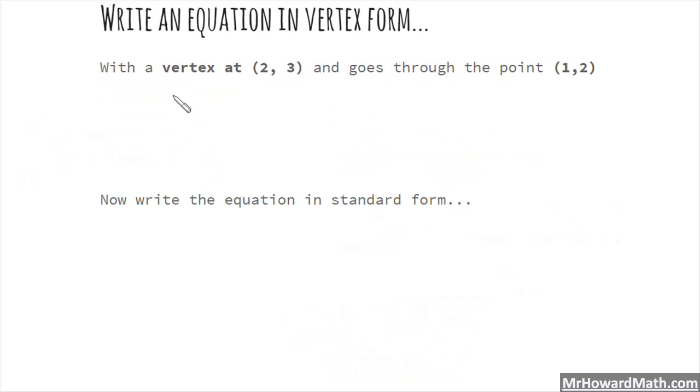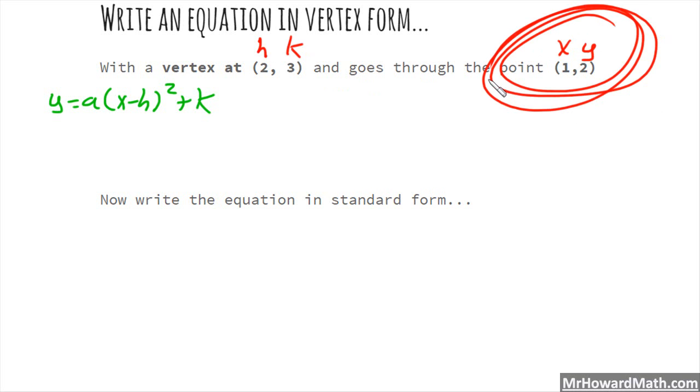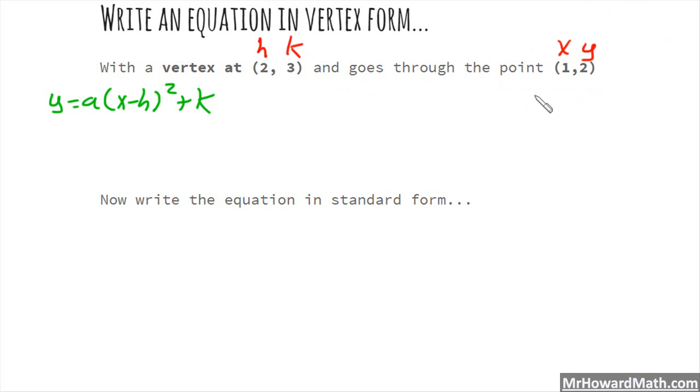Okay, so now we have a different set of information, but we're asked to do the same thing. Write it in vertex form, then write it in standard form. So our vertex form is this, y equals a, x minus h, quantity squared plus k. So let's fill in what we know. We know that this is h, this is k, this is an x, this is a y. It's important you can't say this is h and k. That's just a point on the graph. The vertex is always h and k. So make sure you don't mix those up. If you do, you'll get the wrong answer.